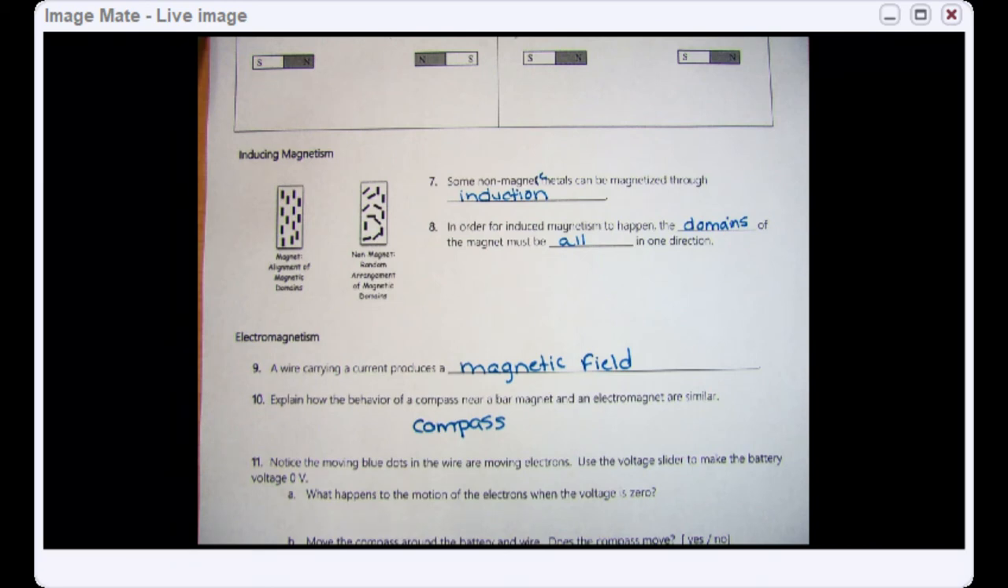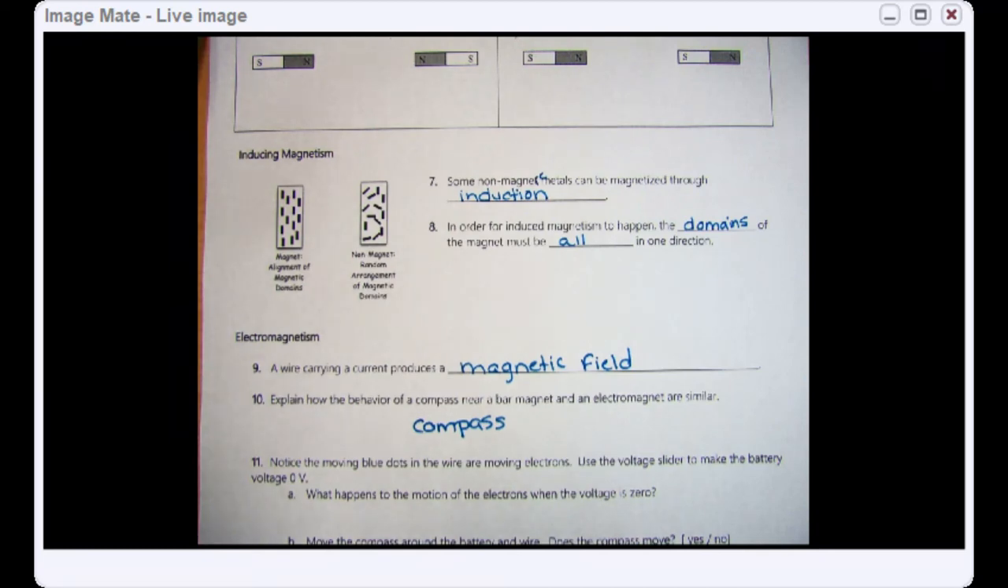B says, move the compass around the battery and the wire. Does the compass move? Well, first thing we need to notice is there's no field around here. So do you think the compass is going to move? If there's no electricity, there's no magnetism. So notice the compass doesn't move. So the answer to B was no. Is there a magnetic field around the system? For C, the answer is also no.